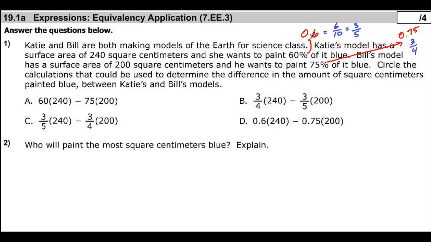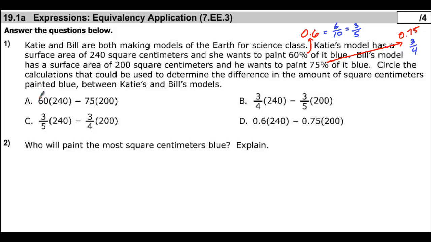So then the final thing that we're going to do is circle the calculations that could be used to determine the difference in the amount. What calculations here match the words? And what I would suggest you always do is go through and decide for each part, is it true or false? If both parts are true, the whole thing is true. If any part is false, the whole thing is false.